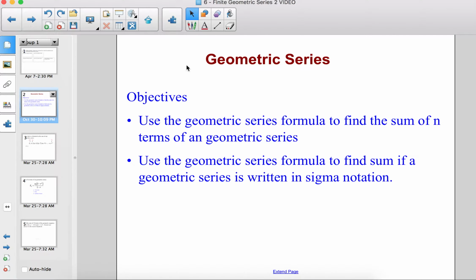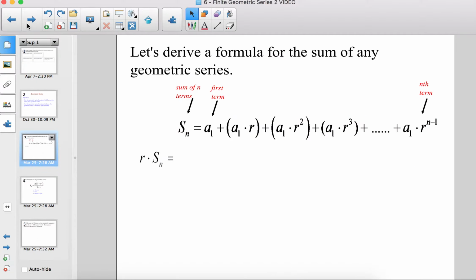So that is our learning target today, to find the sum of geometric series, and we'll also use it with sigma notation. Now remember, geometric series is when you multiply from one term to the next. So here is a representation of the sum of a random geometric series. So the sum of n terms would be the first term plus the second term. Remember, the second term is by taking the first term multiplying by some random ratio. The next term would have the ratio twice because you take the first one, multiply ratio twice to get the third term, and so on and so forth.